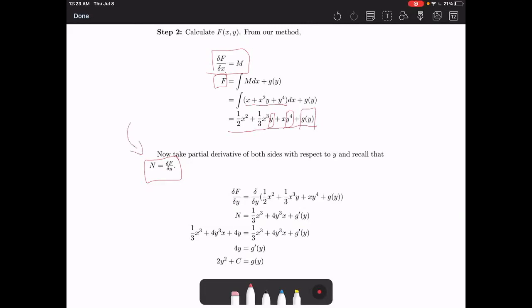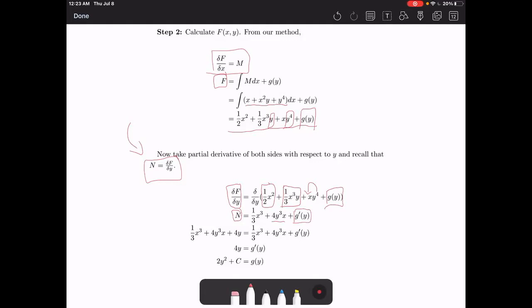n is equal to delta f delta y. So we're going to take the derivative of both sides with respect to y, partial derivative. So that's how we get our delta f delta y, which turns into n. On the right side, we're going to, term by term, take the derivative of this with respect to y. So note that this term doesn't have any y's in it, so it's like a constant. It's just gone. It disappears upon derivative. 1 over 3 x cubed y just becomes 1 over 3 x cubed. x y to the 4, that 4 is going to come down front and reduce to a 3, so we get 4y cubed x. And the derivative of g with respect to y is just g prime of y.